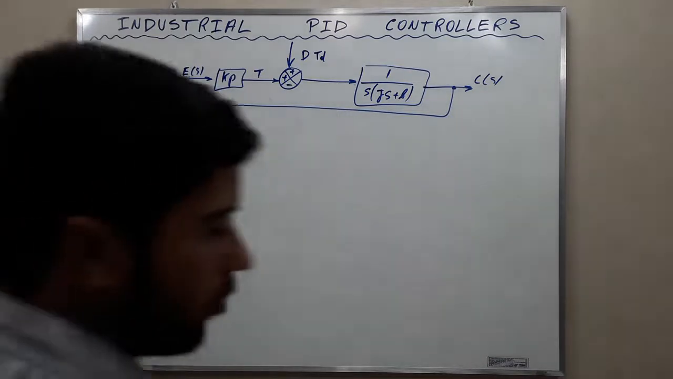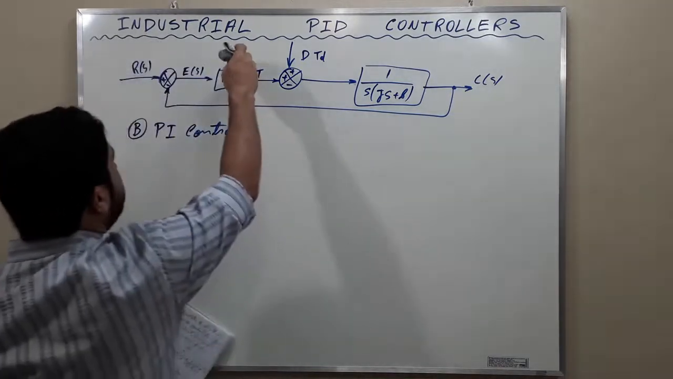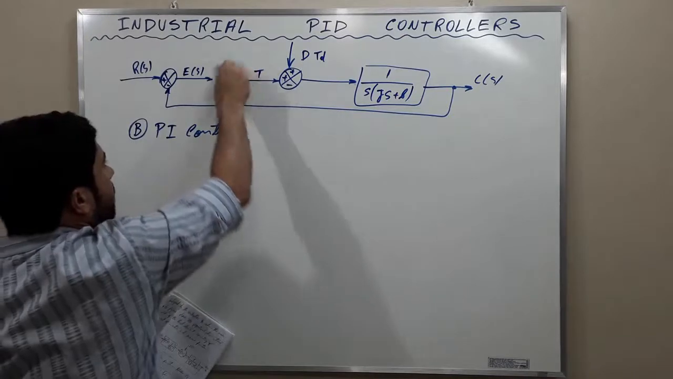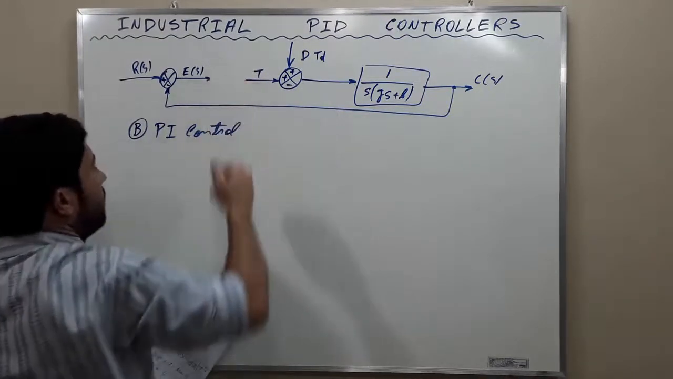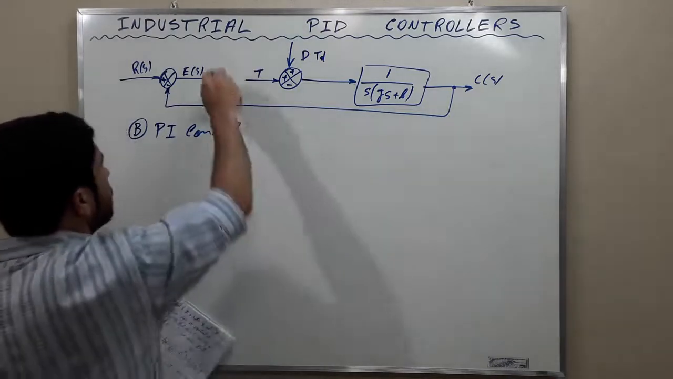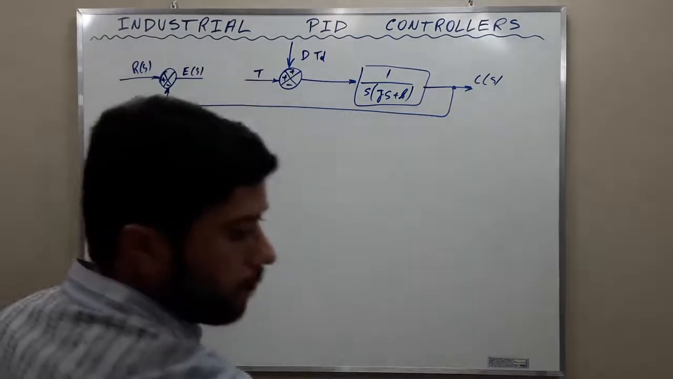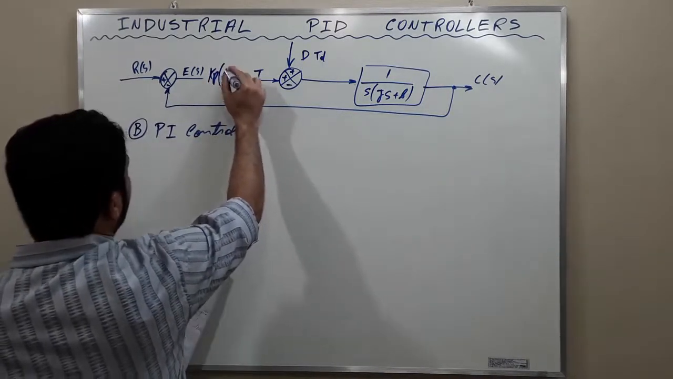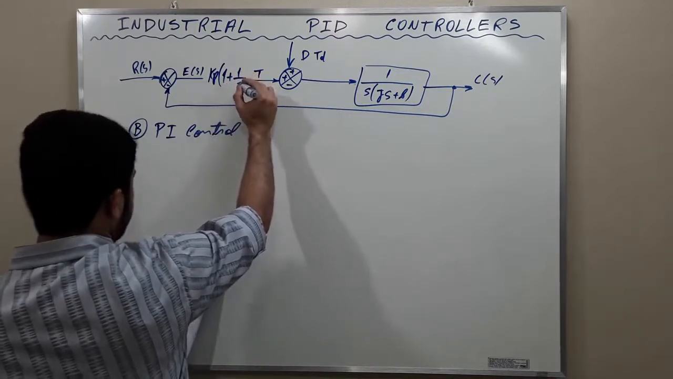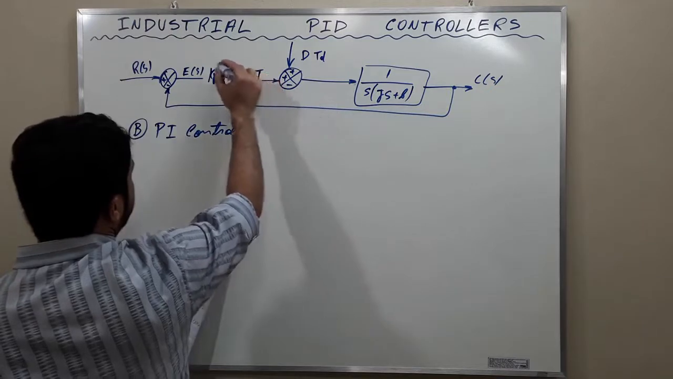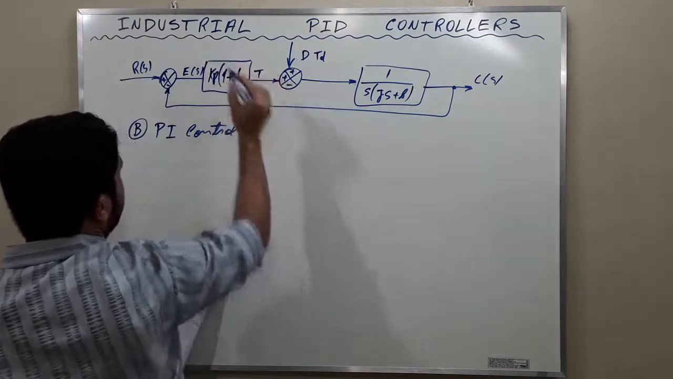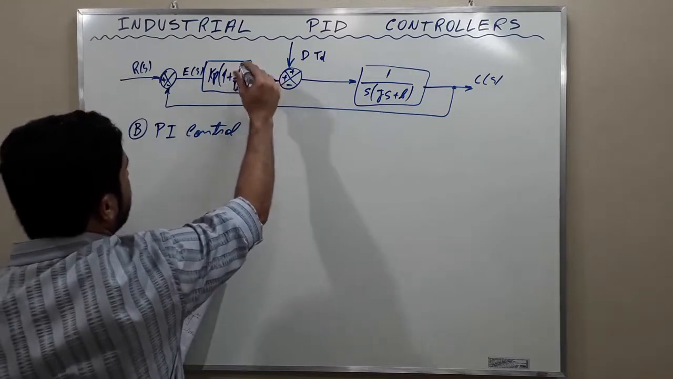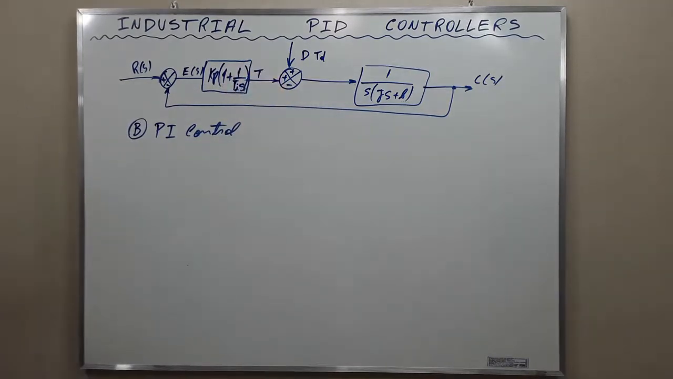Okay, and the figure is going to be changed. Instead of only Kp here, we're going to have Kp times (1 plus 1 over Ti S). Okay? This is the transfer function of the PID controller.